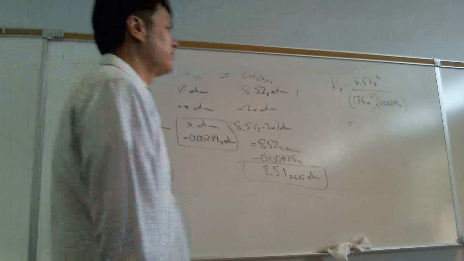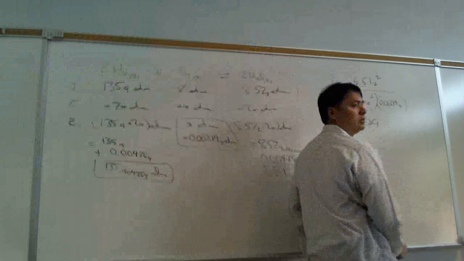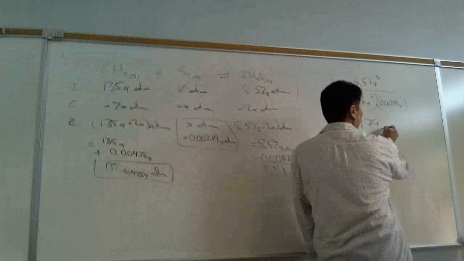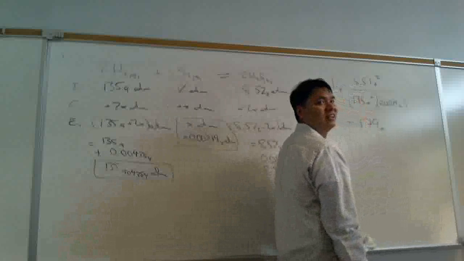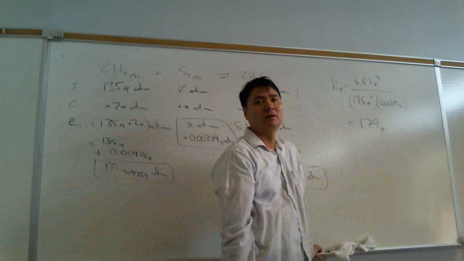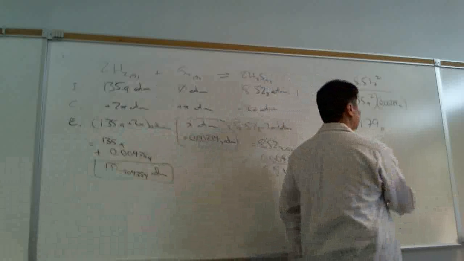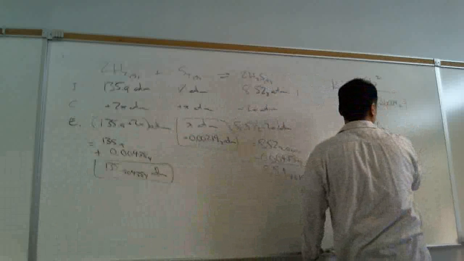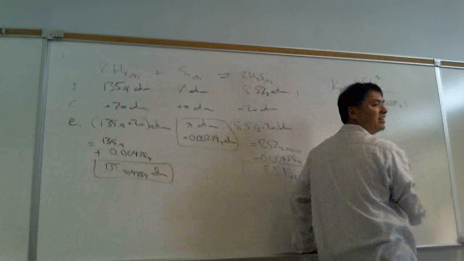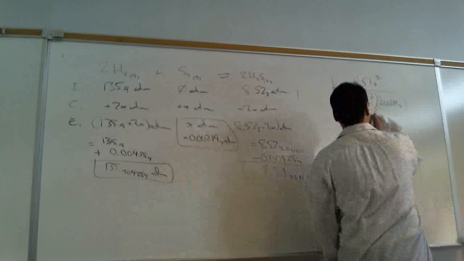1.79. 1.79? Okay, give me one more digit. 1.790. Is that what everybody got? You got a different number? 1.793. You got 1.793? It depends on how many digits you carry in your calculator. Most people got 1.793? Yeah, okay. We'll go with that one.